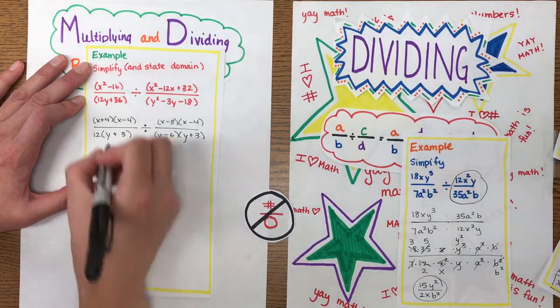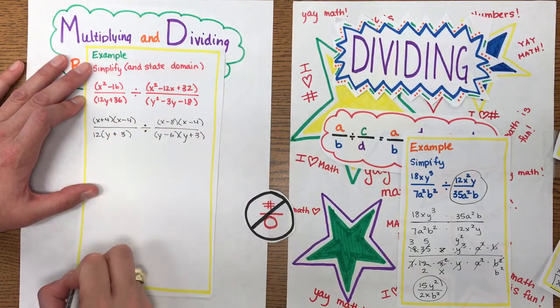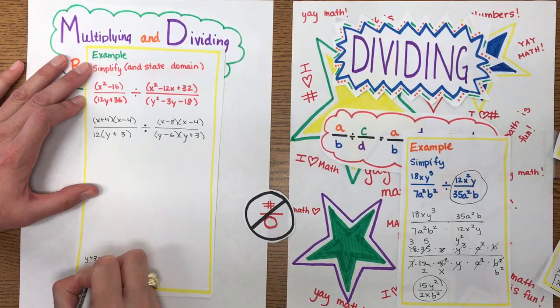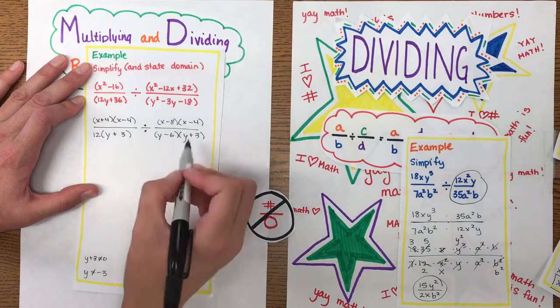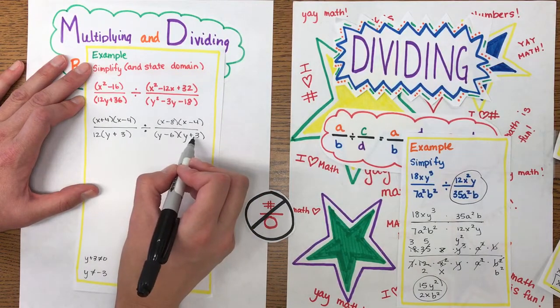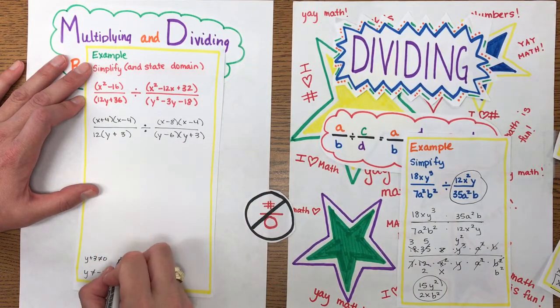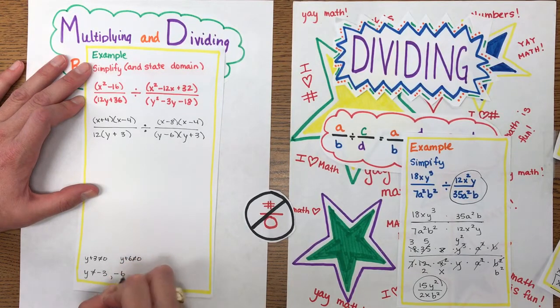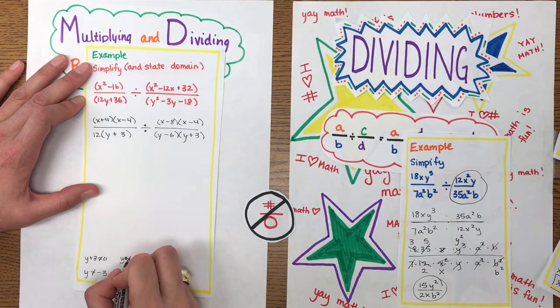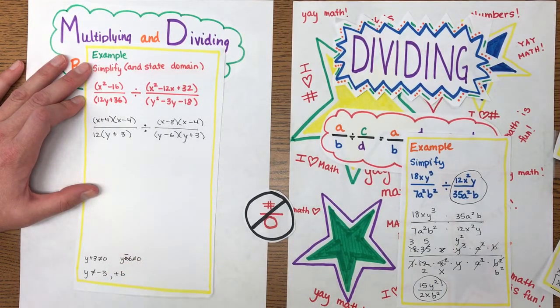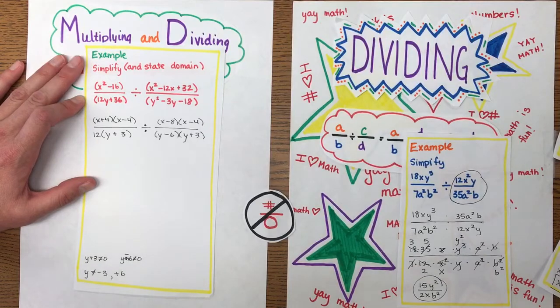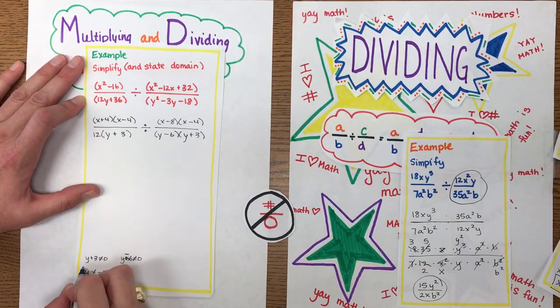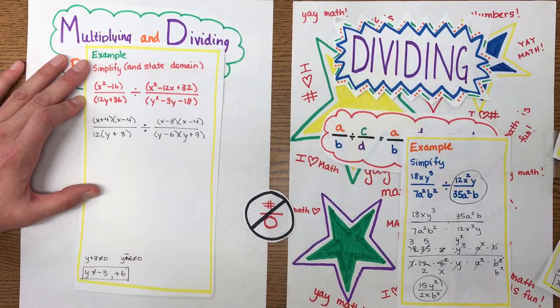Domain restrictions. I have y plus 3 cannot be equal to 0, so y cannot be equal to negative 3. I also over here have y plus 3 can't be equal to 0, but I have y minus 6 cannot be equal to 0, so y cannot be equal to positive 6. So these are some domain restrictions.